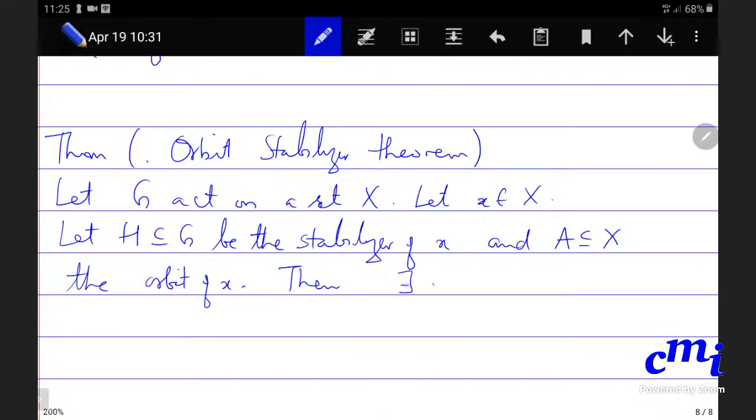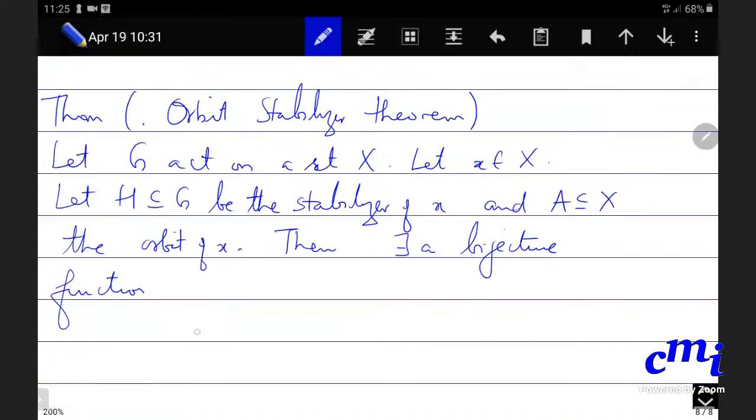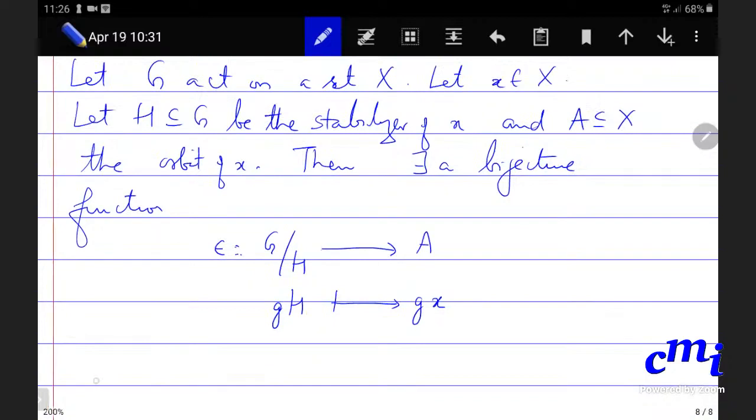there exists a bijective function, let's call it epsilon. I don't know why they call it epsilon, so I don't want to think through it carefully. From G mod H to A, sending gH to gx, the orbit of x. So gH will go to that. That's what we would like to do. Moreover, now we have two sets.